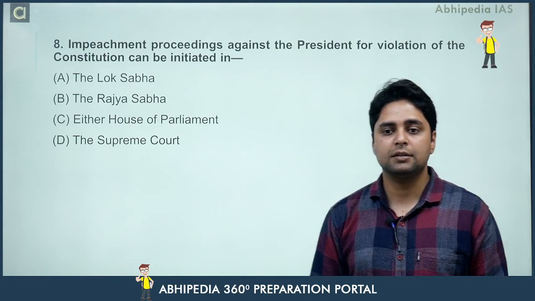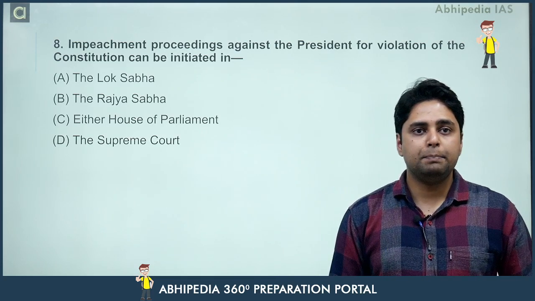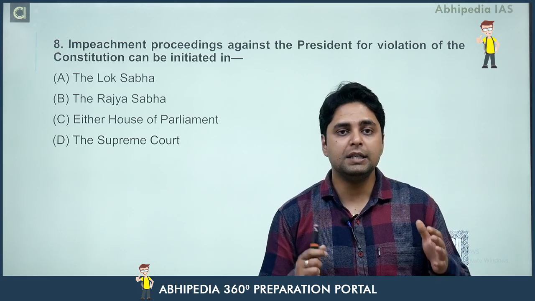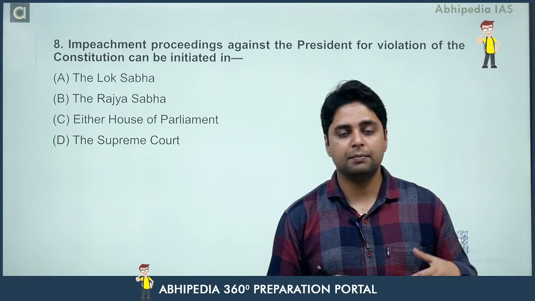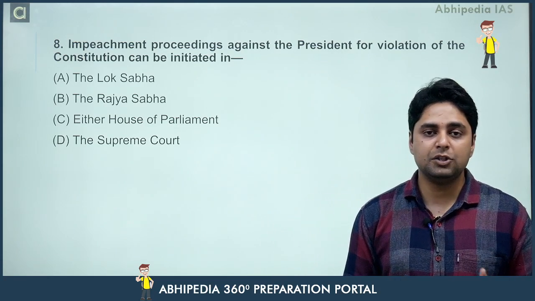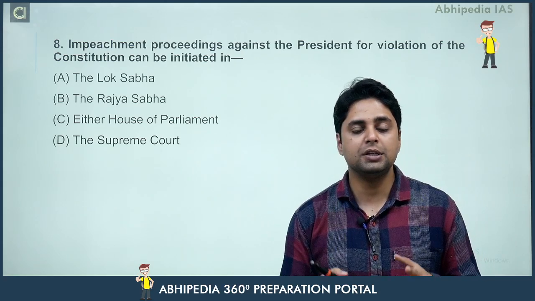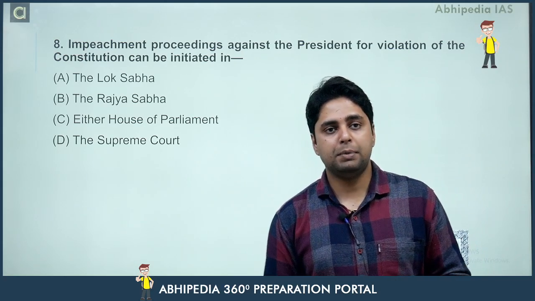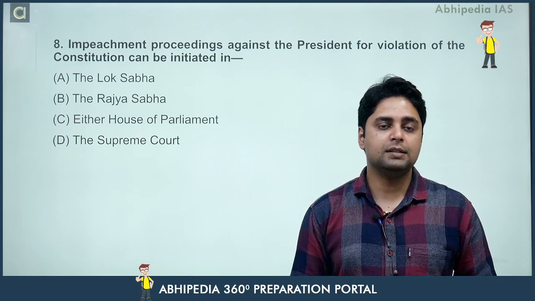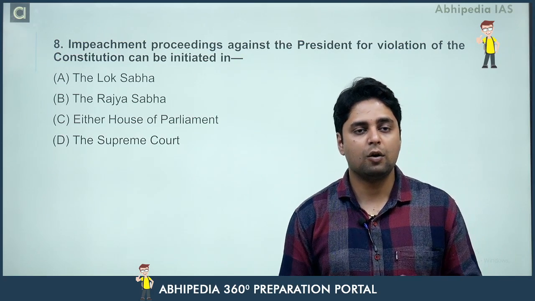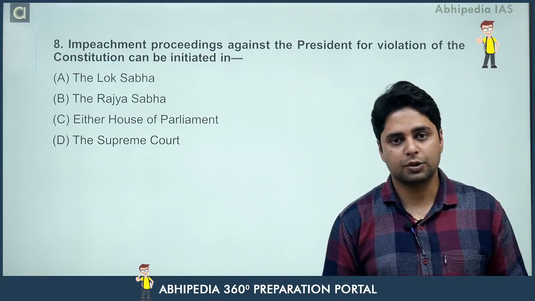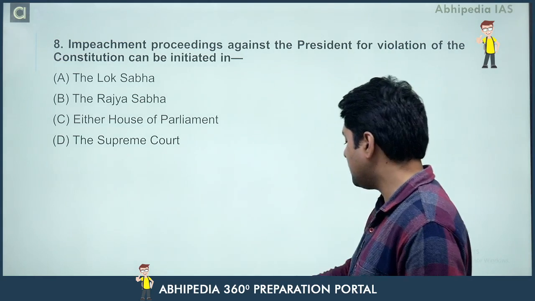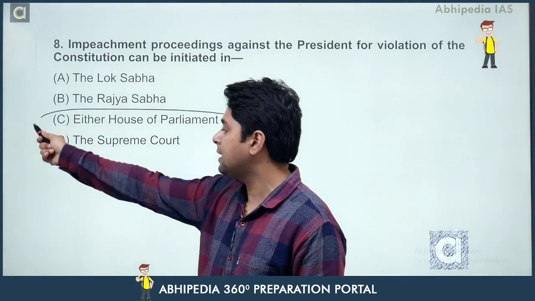Question number 8. The impeachment proceedings against the president for violation of the constitution can be initiated in which house? अगर president of India को impeach करना हो या हटाना हो तो उसके लिए motion किस house में move किया जा सकता है? A. The Lok Sabha, B. The Rajya Sabha, C. either house of parliament or D. the Supreme Court. देखिए, प्रेसिडेंट को रिमूव करने के लिए मोशन किसी भी हाउस में मूव किया जा सकता है, in either house of Parliament.